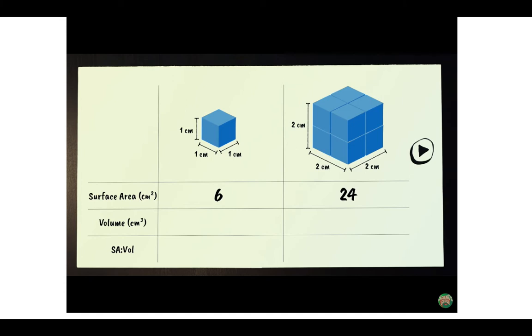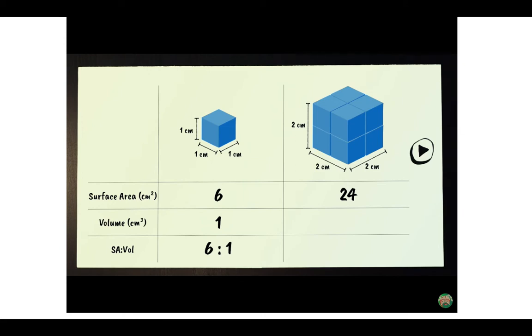So, the larger cube has a larger surface area, but the larger cube also has a larger volume. We need to compare the surface area of each cube with its own volume. The small cube has a volume of 1 by 1 by 1, which is 1 centimeter cubed. It has 6 square centimeters of surface area for every 1 cubic centimeter of volume. We can say that it has a surface area to volume ratio of 6 to 1.